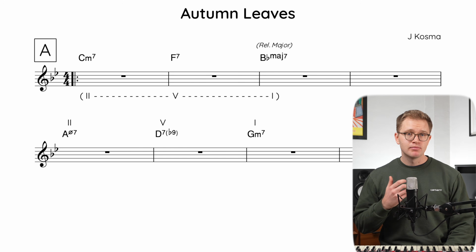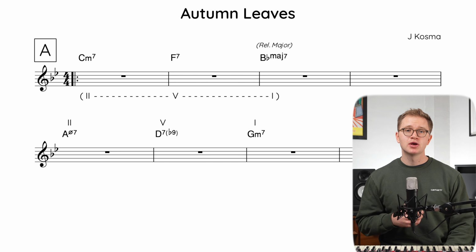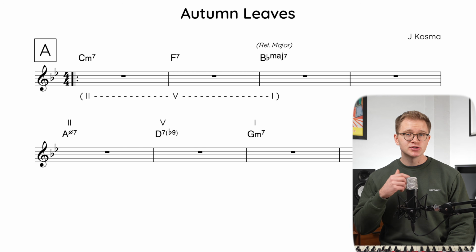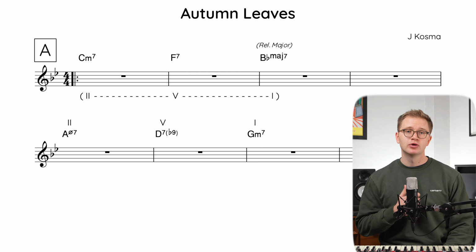As you can see, major and minor 2-5-1s are made up of different chords, and this is because they're built using different scales. In a major 2-5-1, all the chords in the cadence are built using the major scale of the 1 chord, and in a minor 2-5-1, all the chords in the cadence are instead built using the harmonic minor scale of the 1 chord.